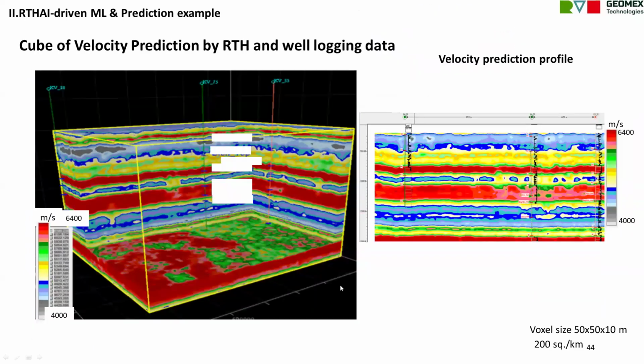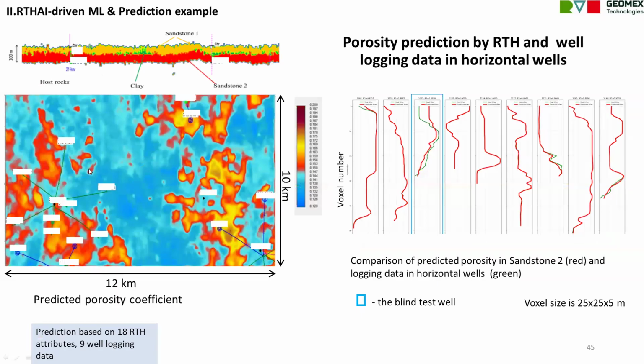So this is another case concerning velocity prediction by RTH and well logging data. It is a cube of the velocity in comparison with the well logging velocity. The difference, 200 square kilometer. This is interesting. We predict, for example, porosity, permeability, and other parameters using only horizontal well log data.